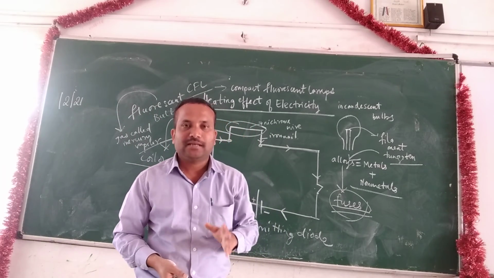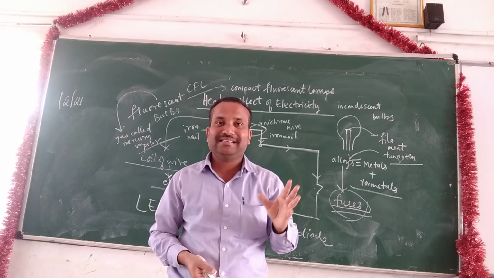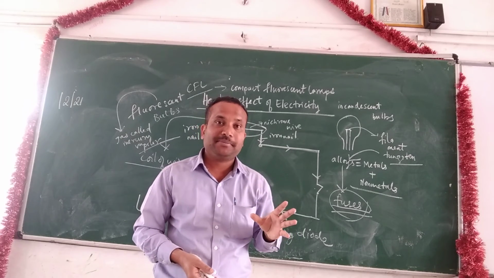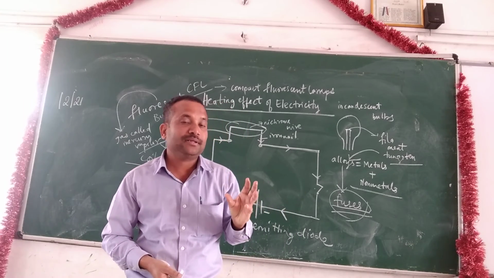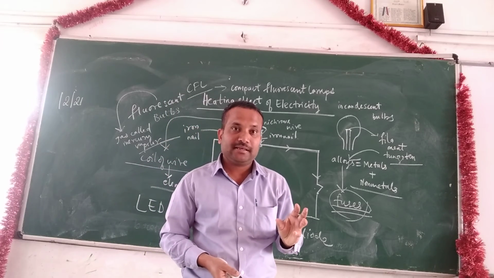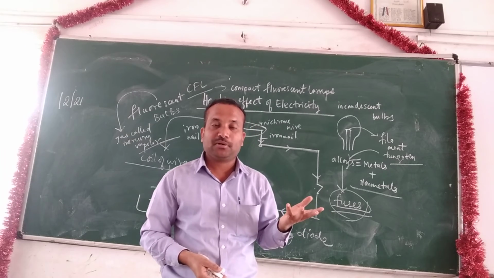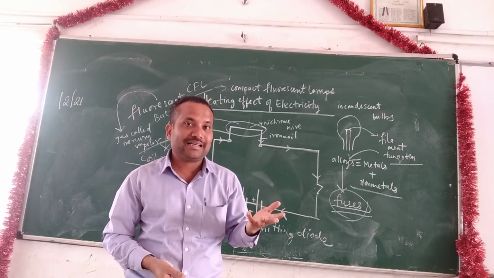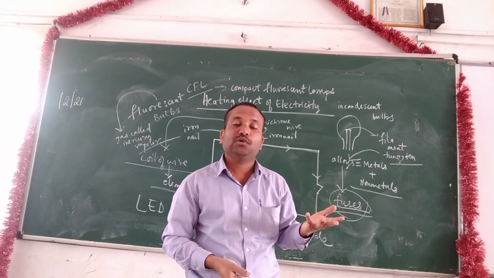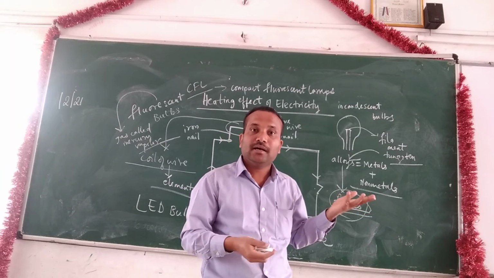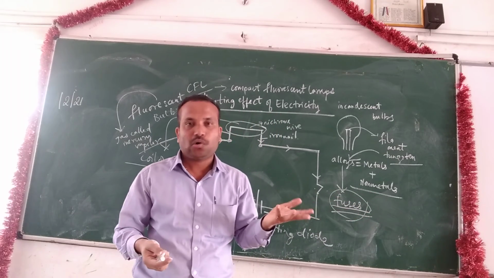So, children, these tubelights and these CFL bulbs have mercury vapor inside them. If you want to dispose of them, you have to dispose of them very safely, because they contain toxic gas like this mercury vapor, and it will be very dangerous to human beings and to the remaining environment also.